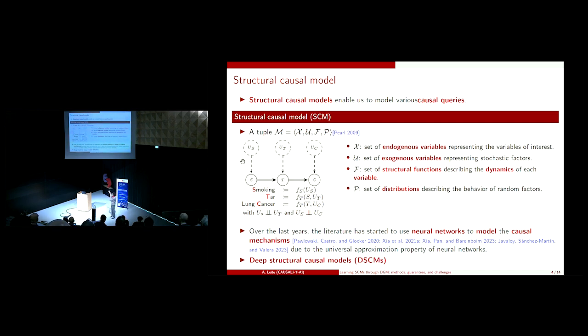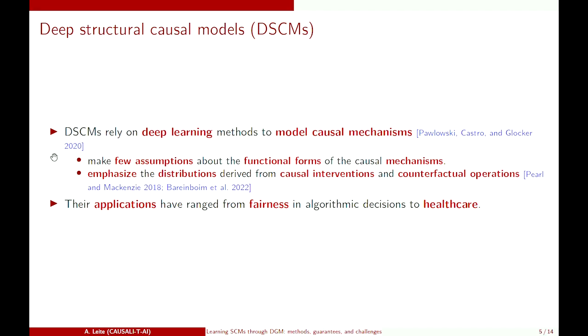For us, most work assumes that the causal mechanism F is linear. In this case, let's assume that it's not linear. How can I approximate F? Over the years, we have observed that neural networks try to approximate this type of function, and for that we call it a deep structural causal model. That means using a neural network to represent the function.